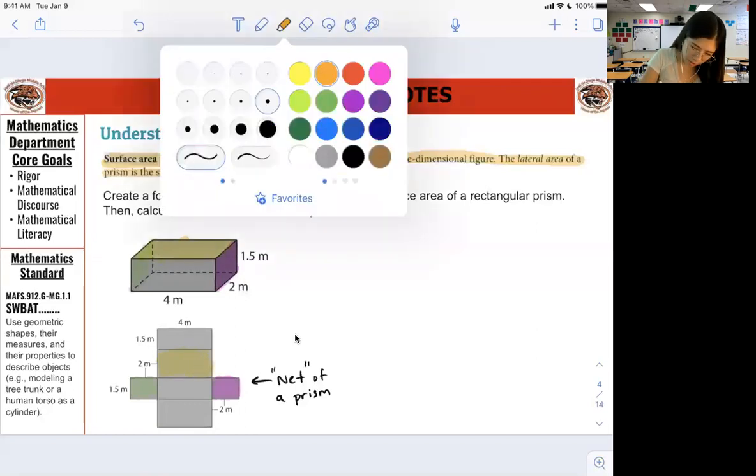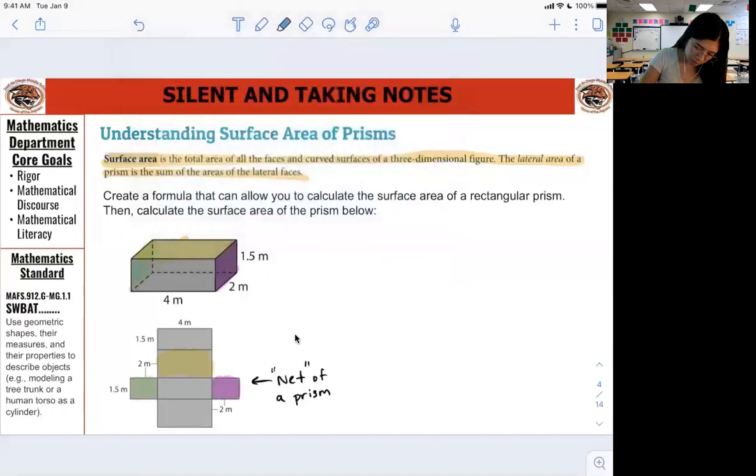Let's see, what other color can I use? Let's use blue. The one on the other hand, this one would correspond to the top one. The other 2 are hard to color in because all the other ones are already colored in. But there you go. It's easier to visualize it that way. The net helps you see that I have 1, 2, 3, 4, 5, 6 rectangles. I'm going to find the area of each of these, add it all together, and that's your surface area.